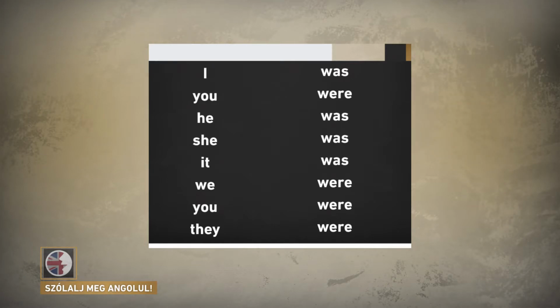Simple. Now, all we have to do to make the negative is add not to the form of the verb to be. Was not or wasn't, because we all prefer the short abbreviated version, or were not or weren't. Again, we all prefer the short abbreviated version.